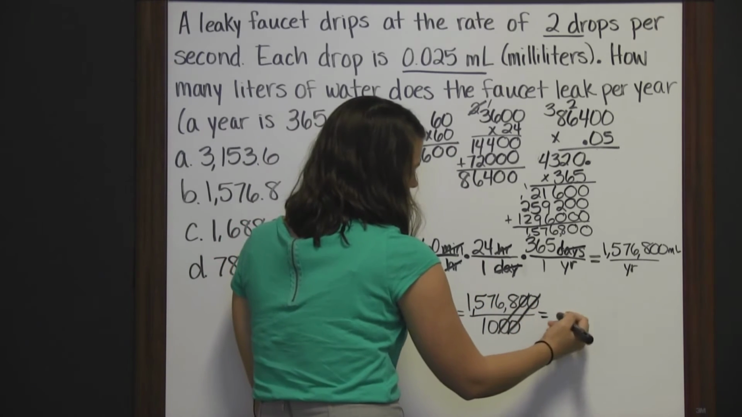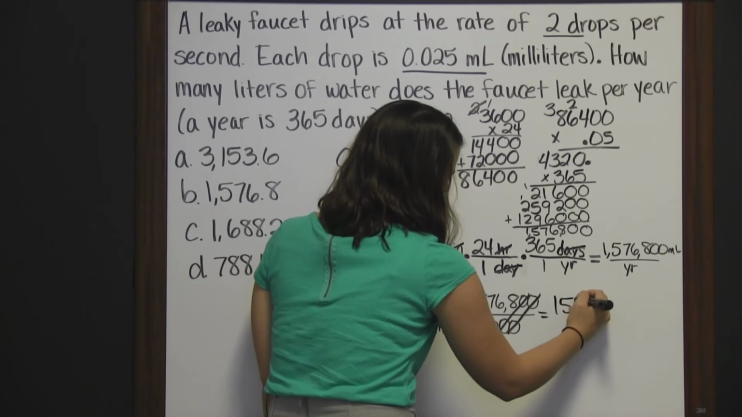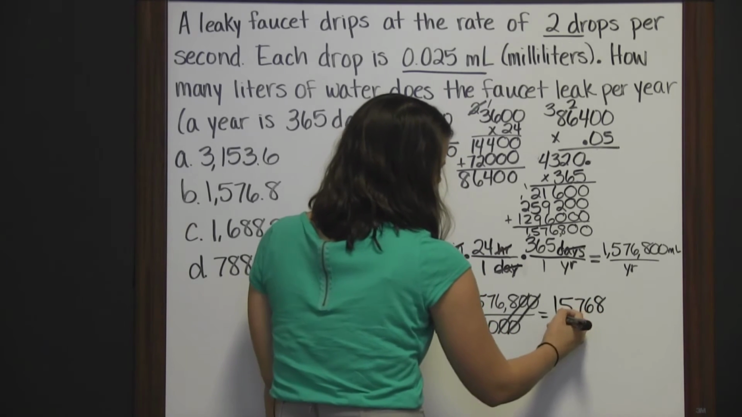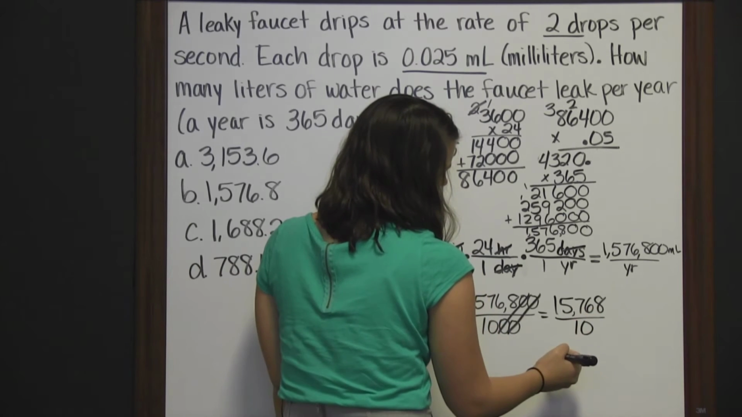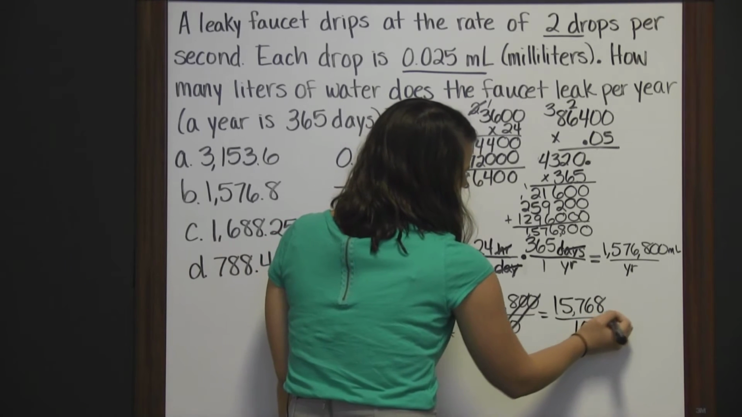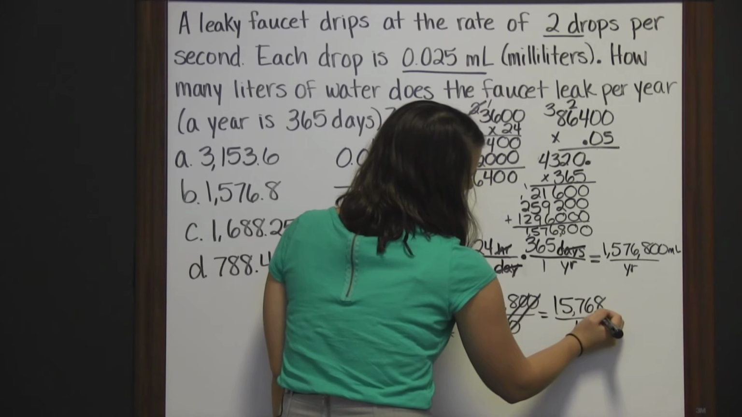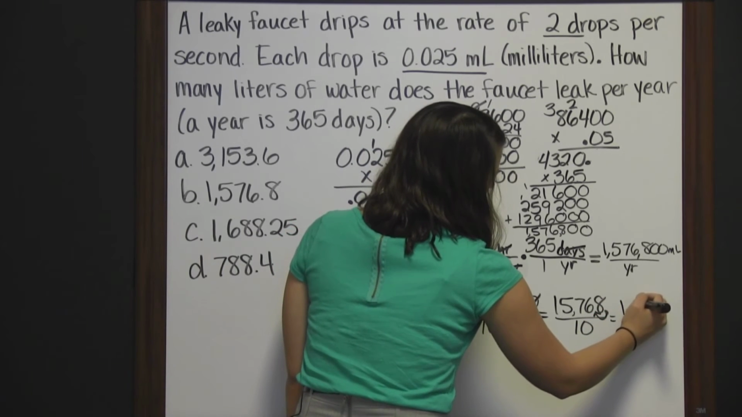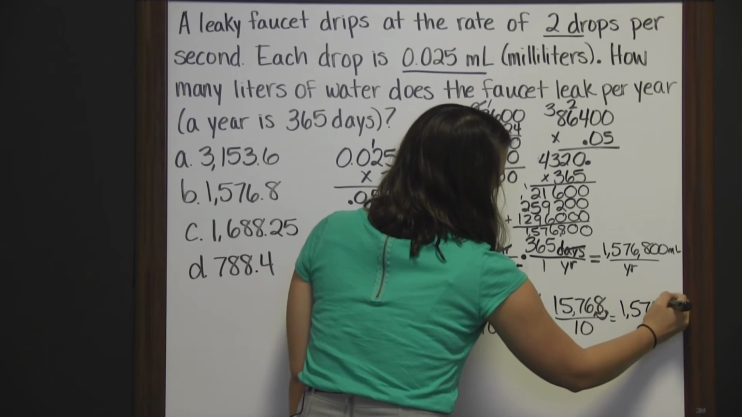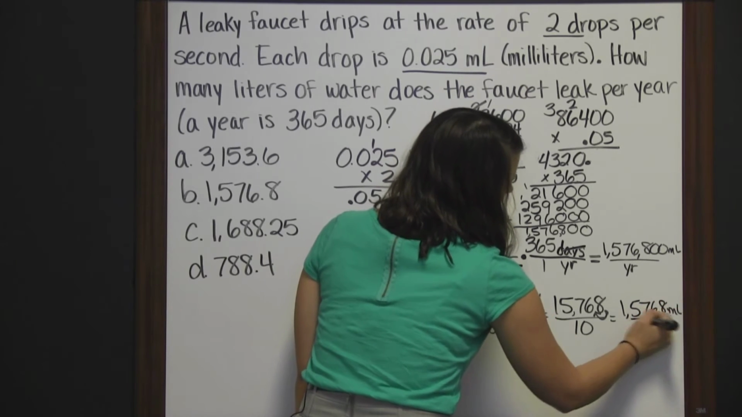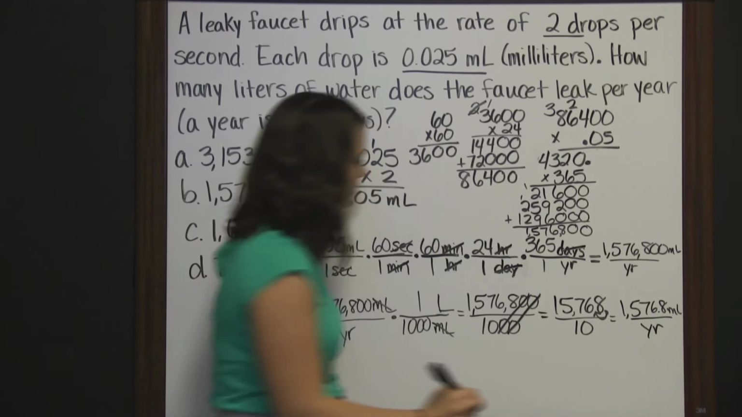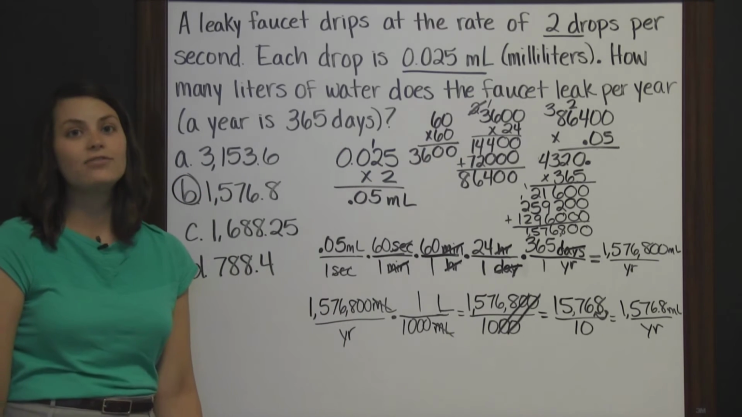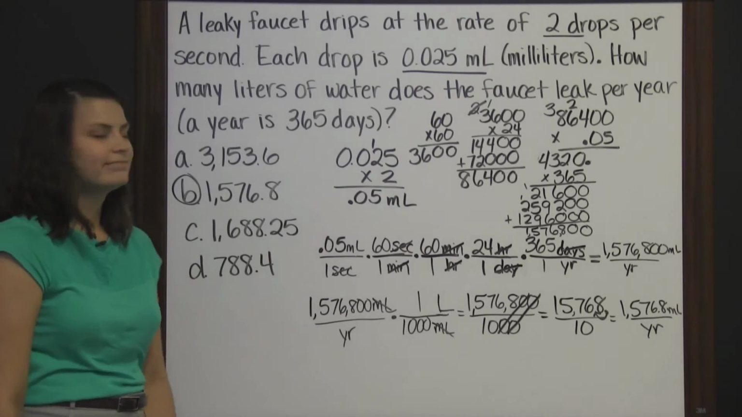So we can cancel these two zeros, and then dividing by 10 means that our decimal moves in one place. So what we have after we cancel our zeros is 15,768 divided by 10. And when we divide by 10, that just means to take your decimal and move it one place to the left. So that's 1,576.8 milliliters per year, which is answer choice B. So a lot of converting on this one.